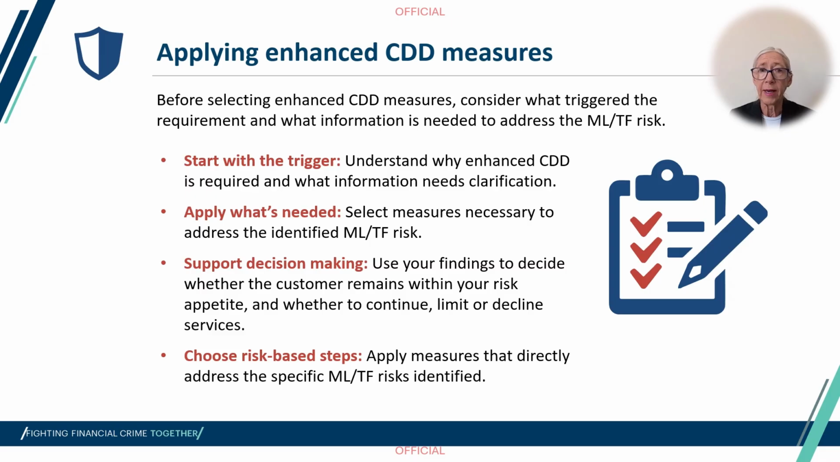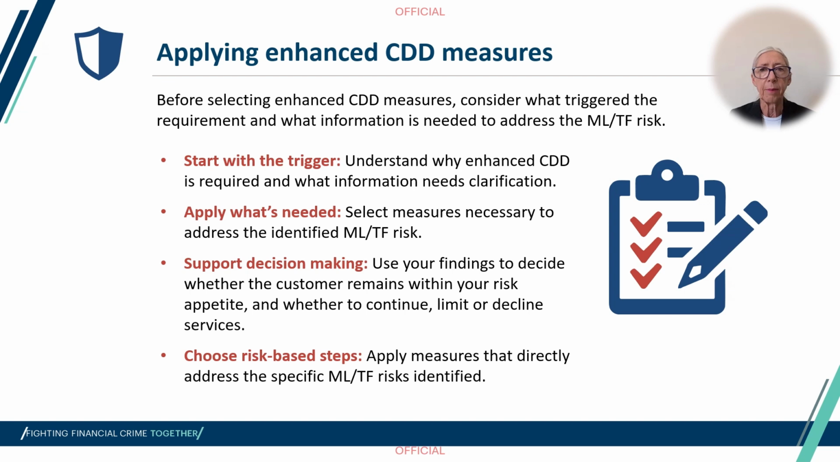Enhanced CDD can involve a range of actions depending on the situation. Before applying these measures, consider what triggered it and what's needed to address the risk. Start with the trigger. Why was enhanced CDD triggered and what do you need to clarify? Identify gaps, inconsistencies, or changes that need confirmation. Apply what's needed. Use one or several measures depending on the situation. Choose the steps that will meaningfully improve your understanding of the customer's circumstances. Support decision making. Use your findings to determine whether the customer remains within your risk appetite. Escalate when needed and decide whether to limit or decline services if the business relationship should end.